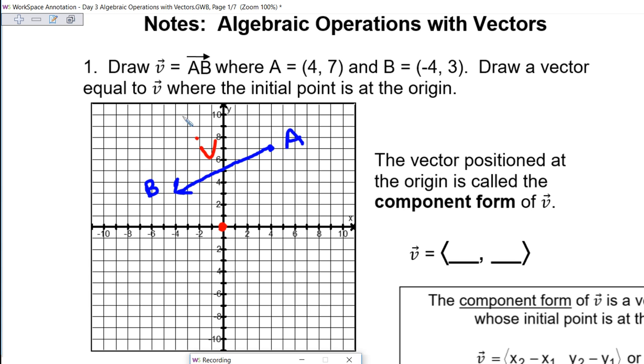So now the initial point is no longer at 4, 7. It moved to the origin. Now we also need to move point B. So to do that and to ensure we're moving the same direction, starting at point A, I need to figure out how many units do we go to the left and how many units do we go down to get to point B. So how many units do we go to the left? 8. And how many units do we go down? 4. So from the origin, go left 8, down 4, and there is our vector that's equal to vector AB.